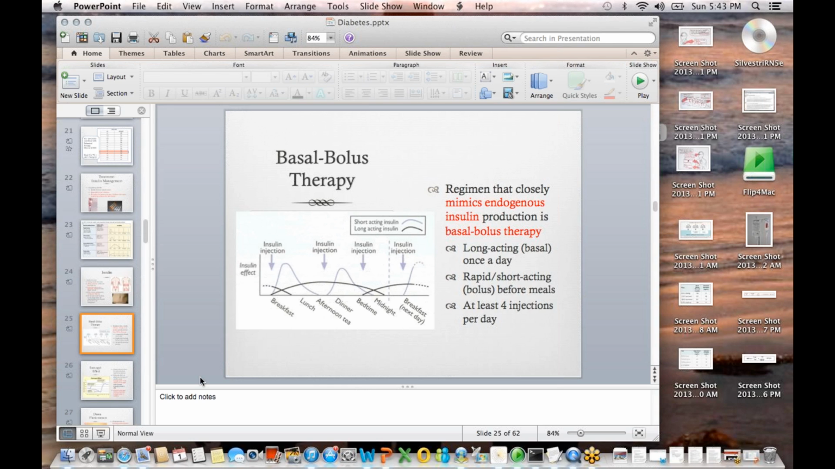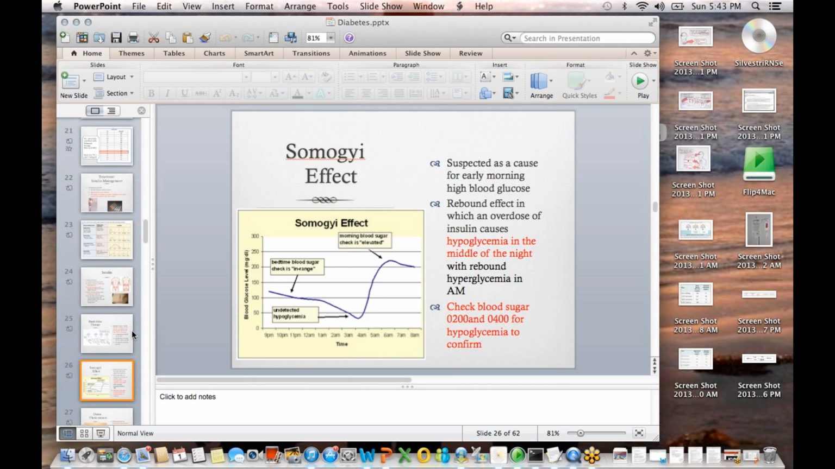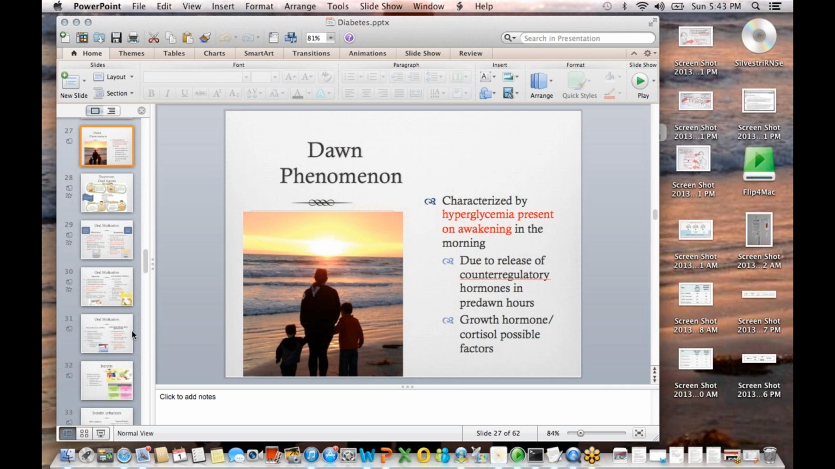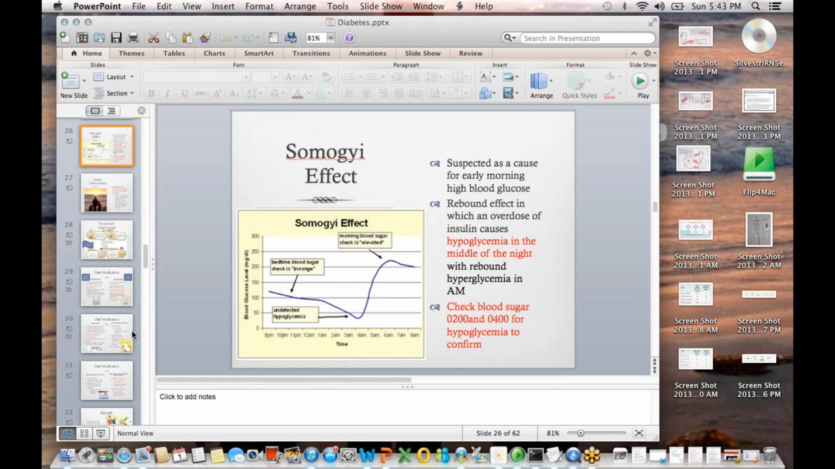So that's why they need to pay close attention to blood sugar before, during, and after. If their blood sugar is low, they need to have a snack or something after to make sure they don't go too low. Okay, so this is the basal bolus therapy we talked about, and you see this requires a lot of teaching for them and compliance. They're going to be injecting themselves at least 4 times a day.